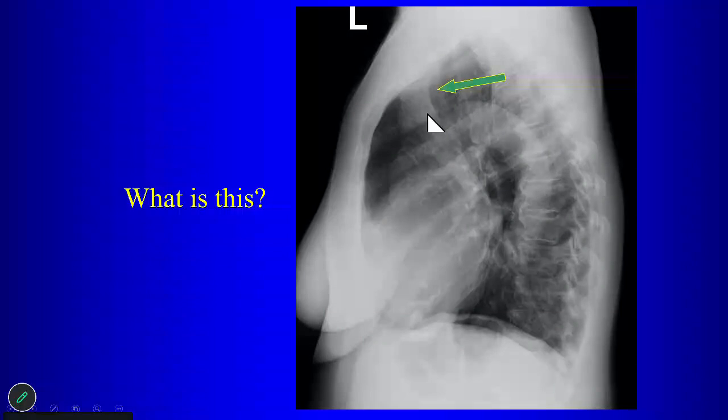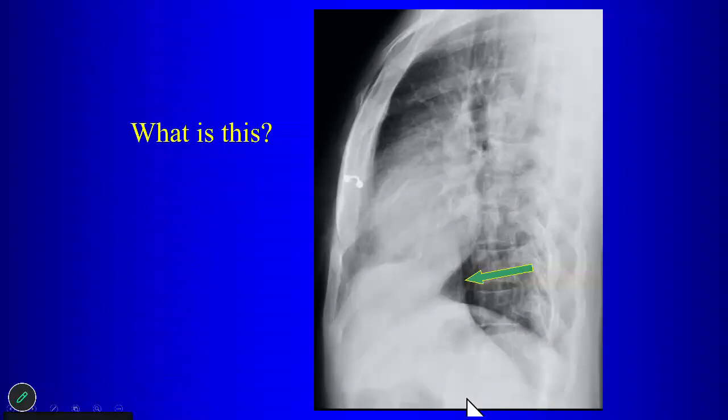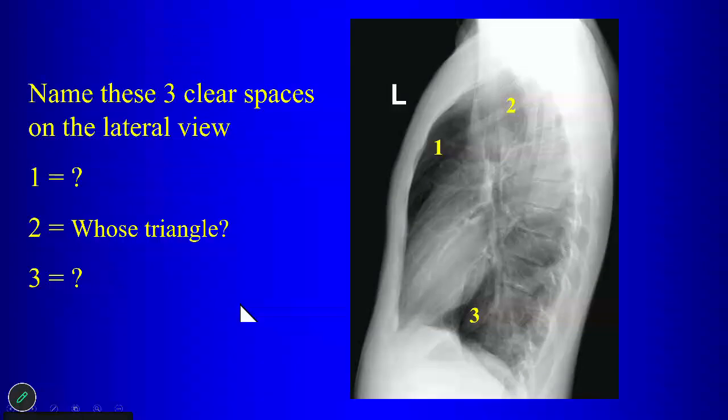The arrow's pointing to SVC, right? That is the superior vena cava. Here the arrow is pointing to IVC, right? That is the inferior vena cava. Three relatively clear spaces on the lateral view. The first one is retrosternal clear space. The second one, Rader's triangle, or that's the retrotracheal space.